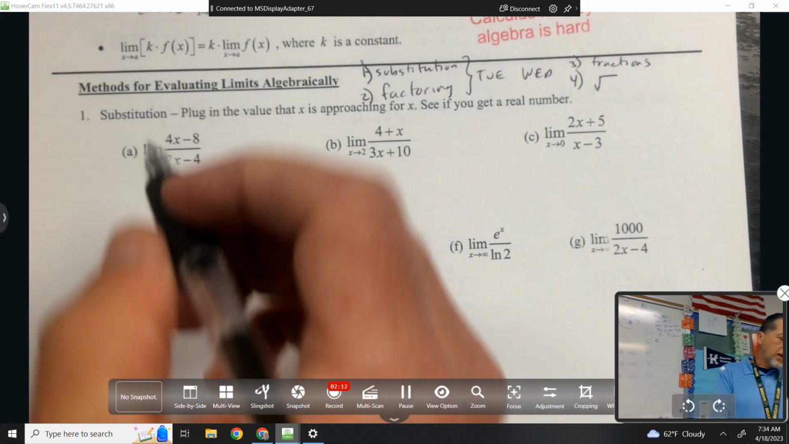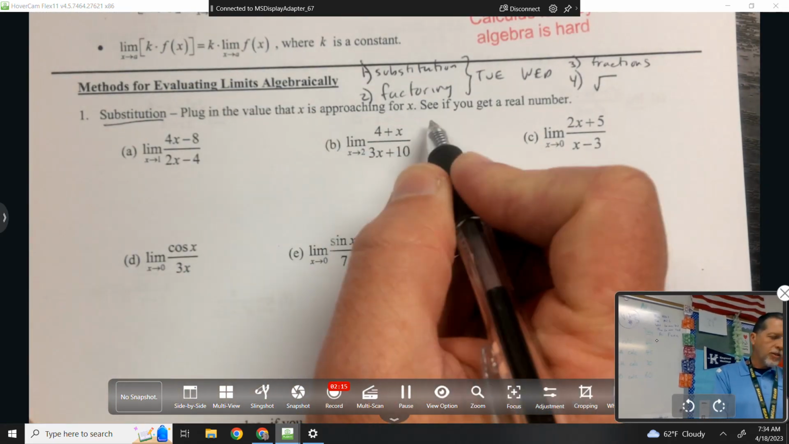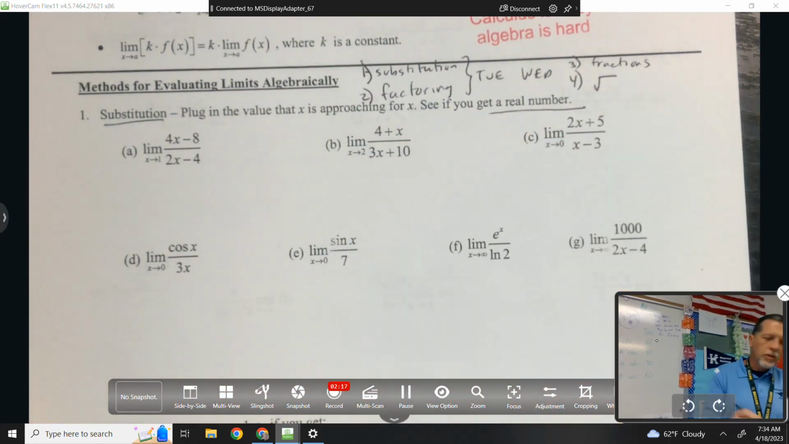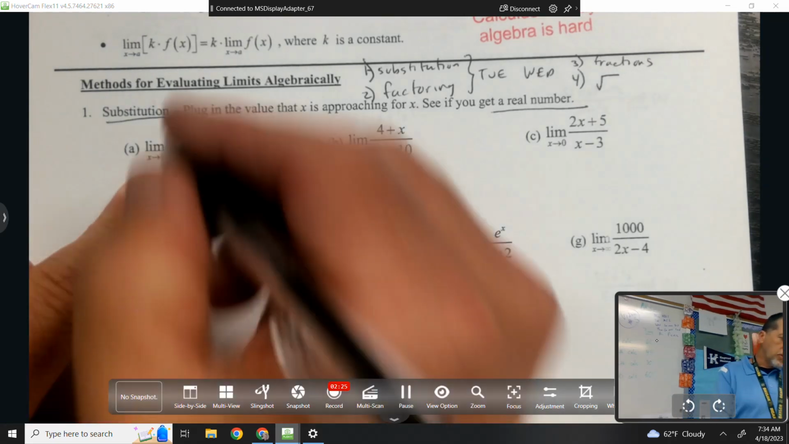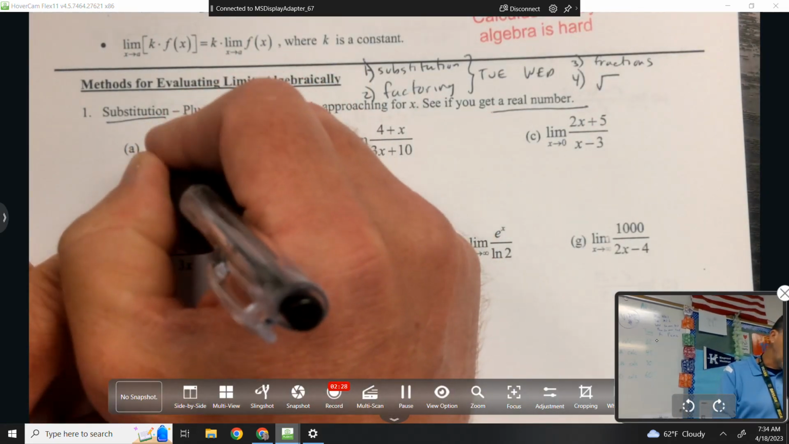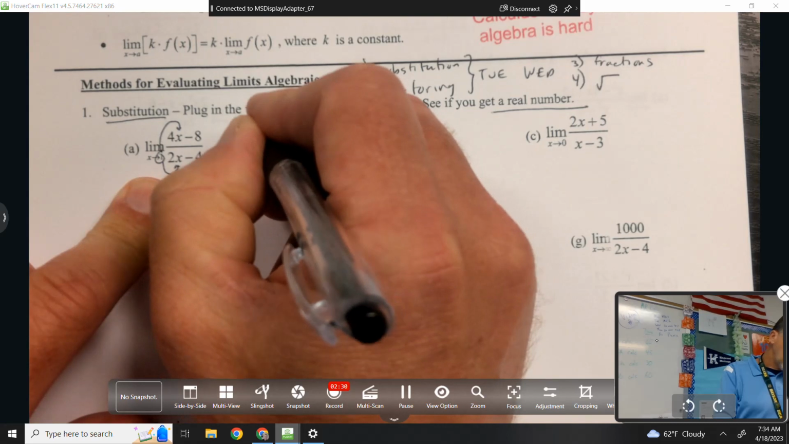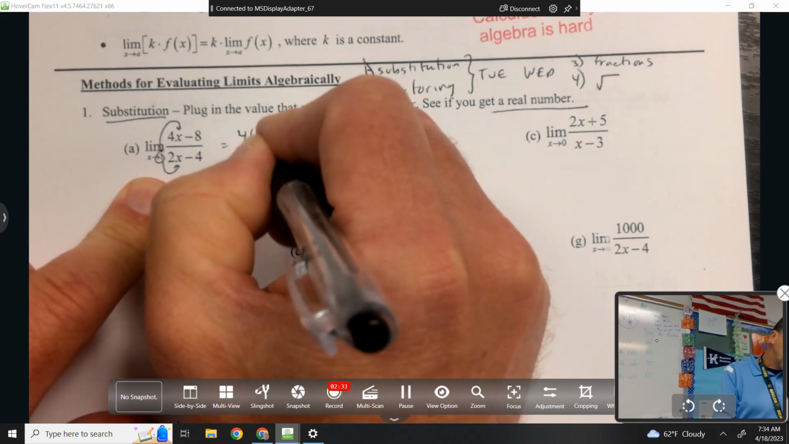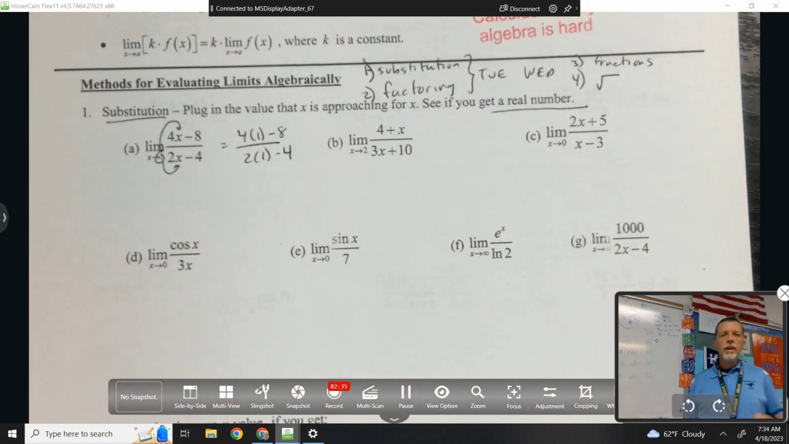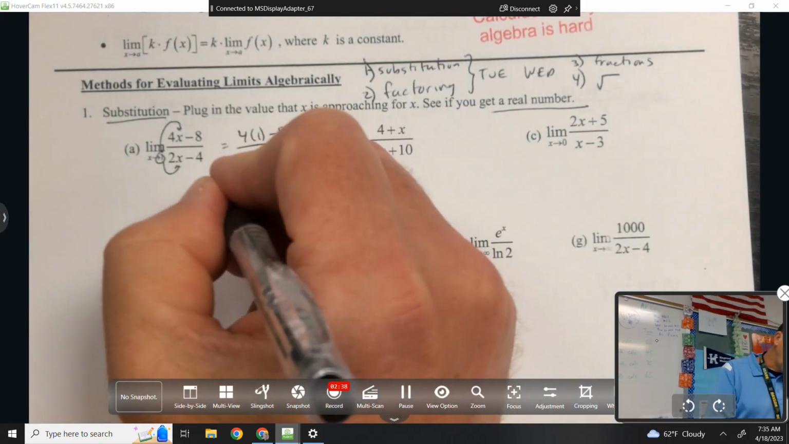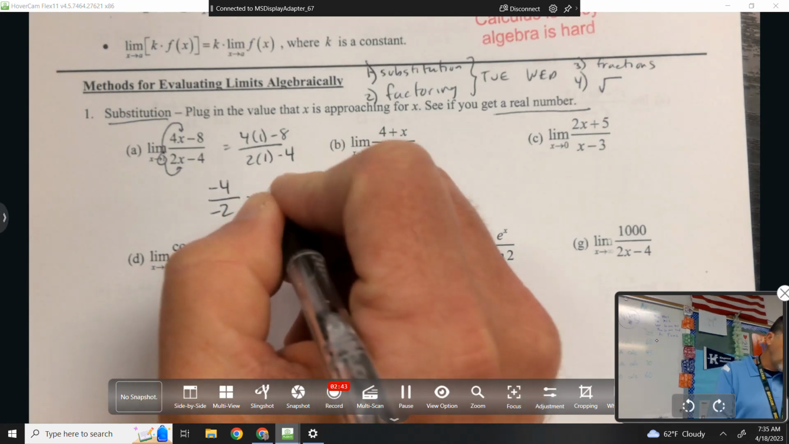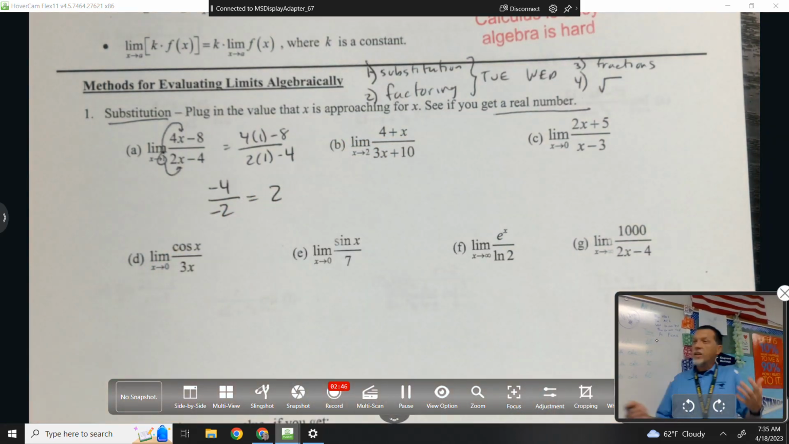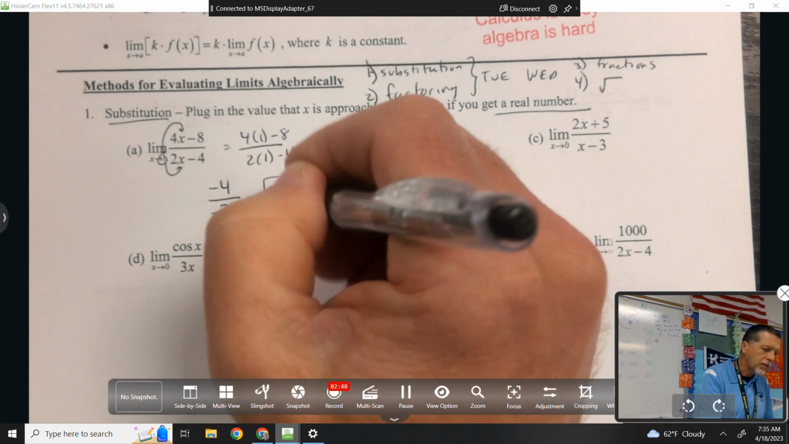All right, method number one, substitution. Plug in the value that x is approaching for x and see if you get a real number. If you get a real number, that's your answer. There's nothing crazy or tricky about these. As x approaches 1, let's just plug in 1 and see what happens. The numerator would be 4 minus 8, negative 4. The denominator, 2 minus 4, is negative 2. My answer is 2. There's nothing crazy about 2, so 2 is my answer.